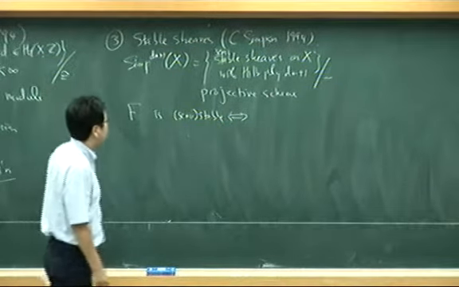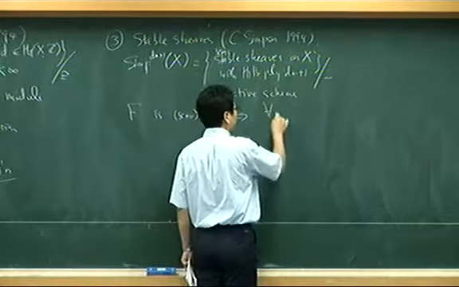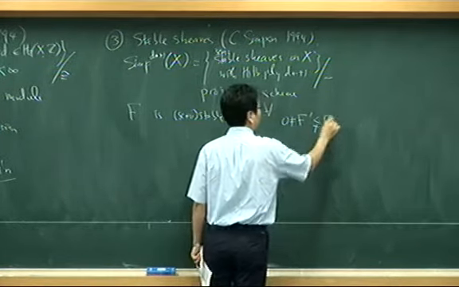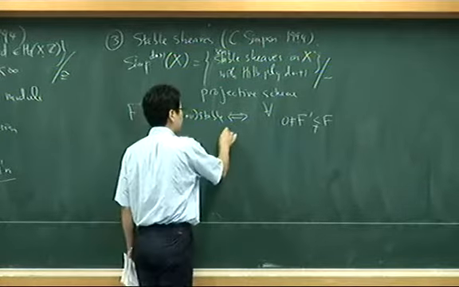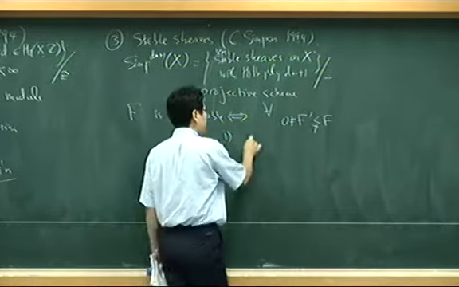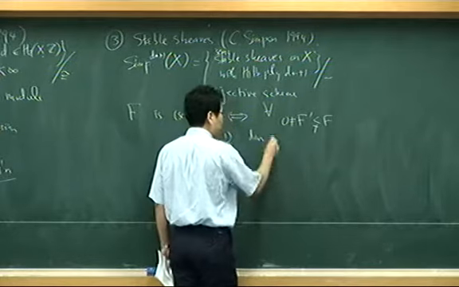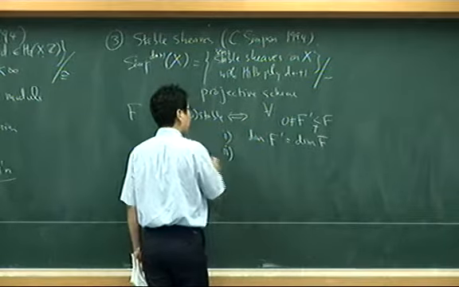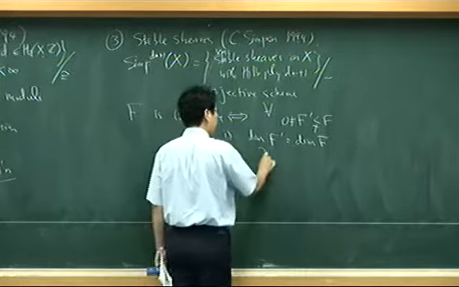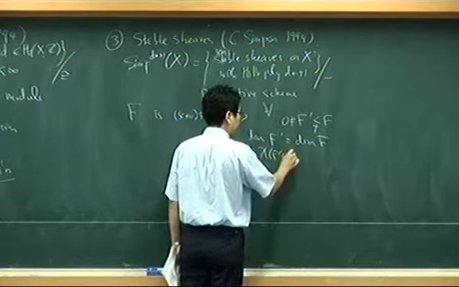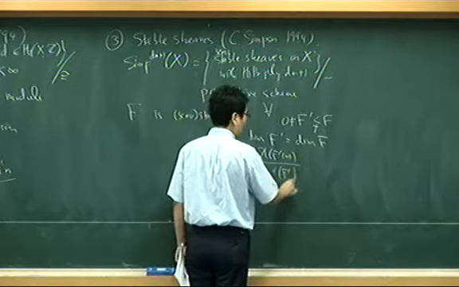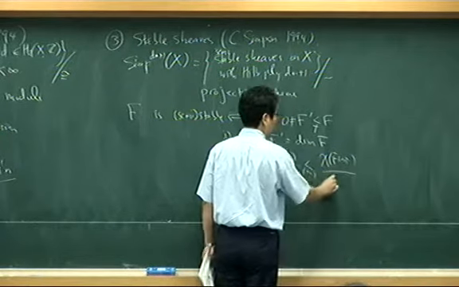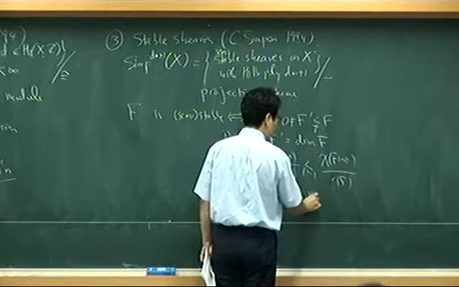So a coherent sheaf is stable if the following two conditions are satisfied. For any non-trivial subsheaf F prime of F, first of all, the dimension of the support of F prime should be equal to the dimension of the support of F. Secondly, the Hilbert polynomial of F prime divided by its leading coefficient should be smaller than the Hilbert polynomial of F divided by its leading coefficient for m sufficiently large.